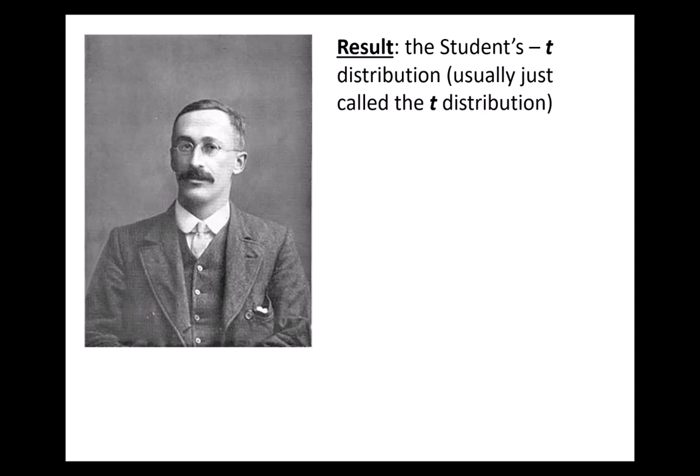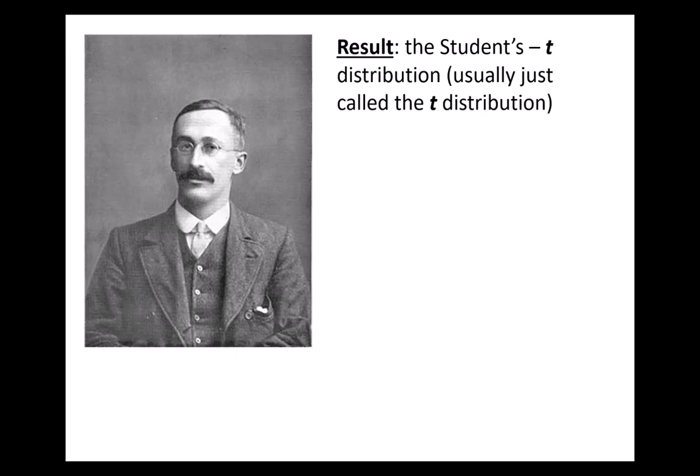He called it the student's t distribution. We're going to call it the t distribution. We dropped the student's part off, generally speaking. I'm not even sure why he called it that. He couldn't name it after himself because Guinness had a weird rule about employees publishing things under their own name. Not sure why he called it student's t, but whatever, we're stuck with that now.